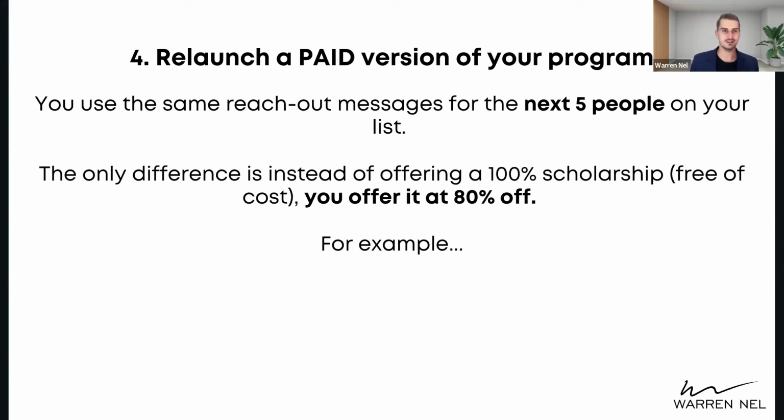That was from that program. You use the same reach out messages for the next 5 people on your list. So you did the first 5 people, you helped them for free, you got testimonials. And now when you're reaching out to find your next 5 people to work with, I'm taking in 5 people, right? The only difference is instead of offering it at 100% scholarship or 100% off, you offer it at 80% off or 90% off.